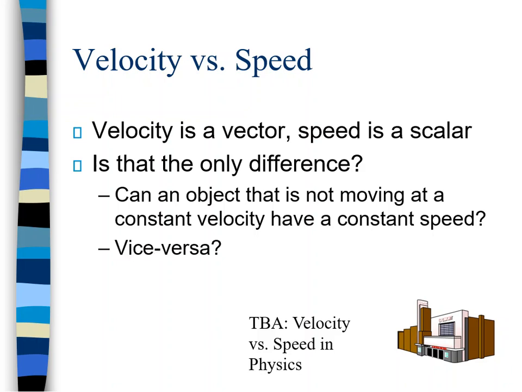Now, does it work the other way? Can I have a changing speed but a constant velocity? Now, this is where a lot of people get confused. They say, oh yeah, I want a changing speed, so I'm speeding up, but I just stay in the same direction, right? No. Remember, velocity is how fast and direction. It's both of those. Velocity is both how fast and direction.